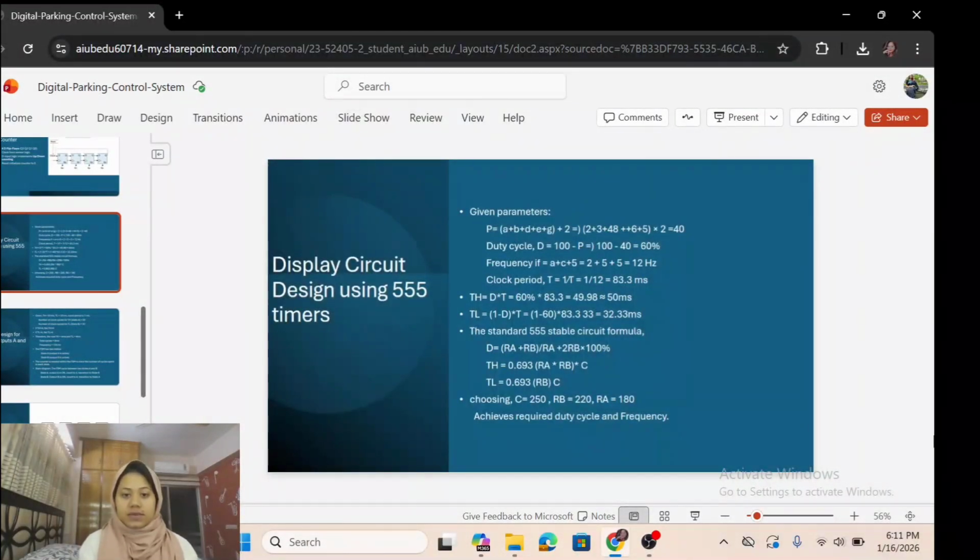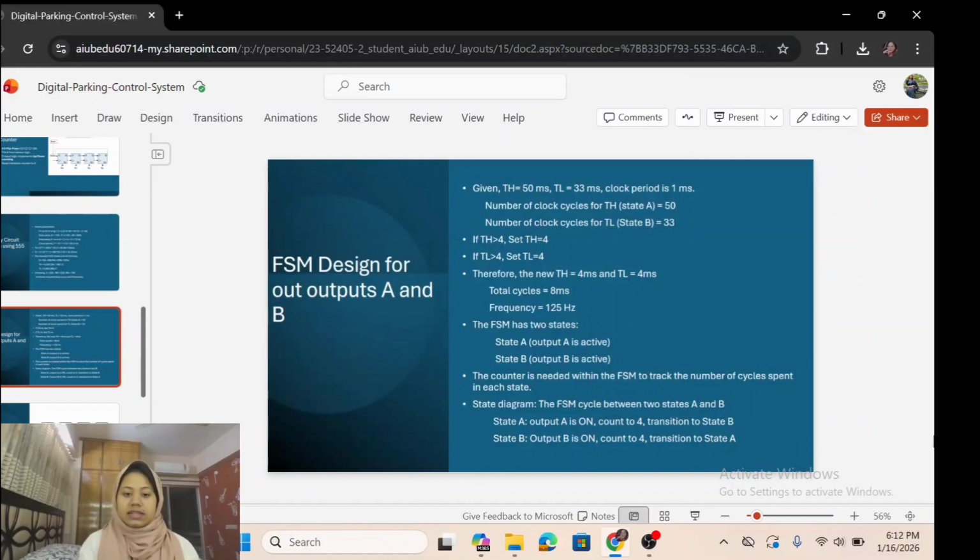Hello, myself Tasnim Khan Liha, and today I will present a display circuit design using 555 timers. Here there is a 12 Hz clock with a 60% duty cycle, giving us a high time of 50 milliseconds and a low time of 33 milliseconds. Using the standard timing formulas, we selected component values: a 250 microfarad capacitor and a 220 ohm and a 180 ohm resistor to achieve this exact pulse, which will drive our state machine.